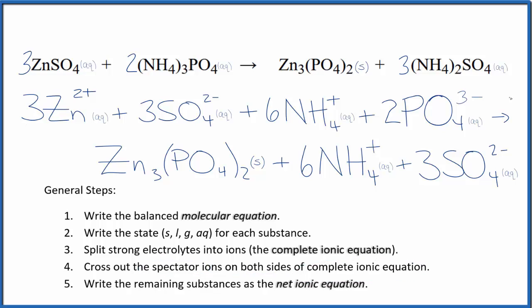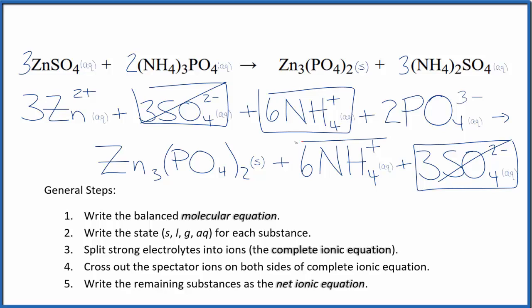They're on both sides of the complete ionic equation. We have the reactants here on the top, products on the bottom. So I can see I have 3 sulfate ions in the reactants and in the products. We can cross those out. They're spectator ions. And then we have these 6 ammonium ions in the reactants and again in the products. Spectator ions, we cross those out.